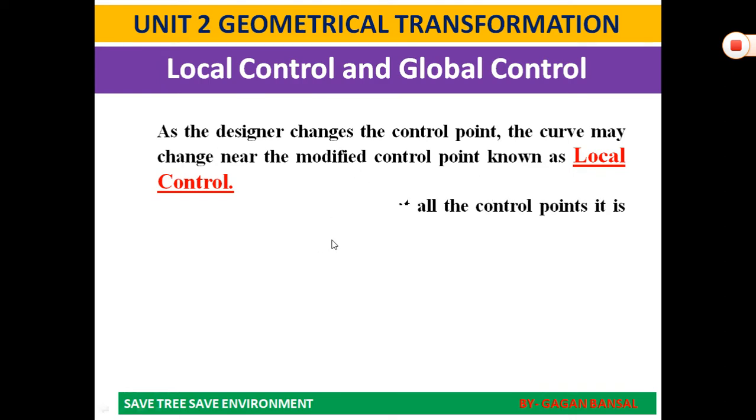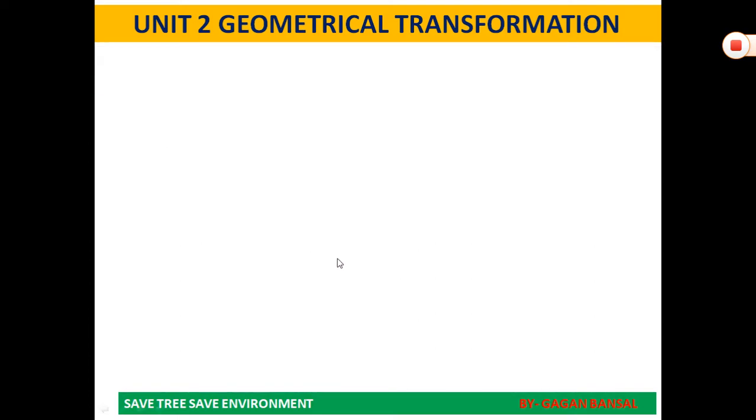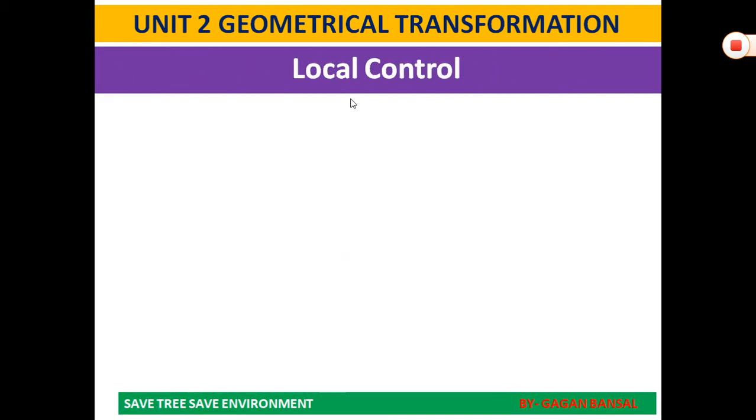I will demonstrate also. And if the shape is changed at all the control points, it is known as global control. So as the designer changes the control point, the curve may change near the modified control point, known as local control, and if the shape is changed at all the control points, it is known as global control. Let's see one by one. First, see what is local control.